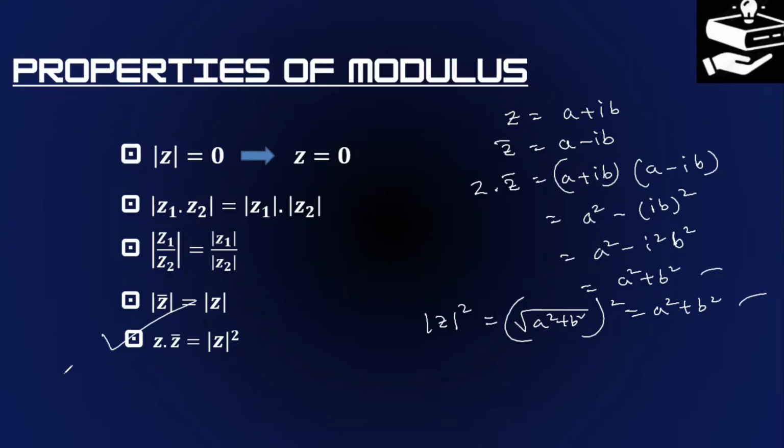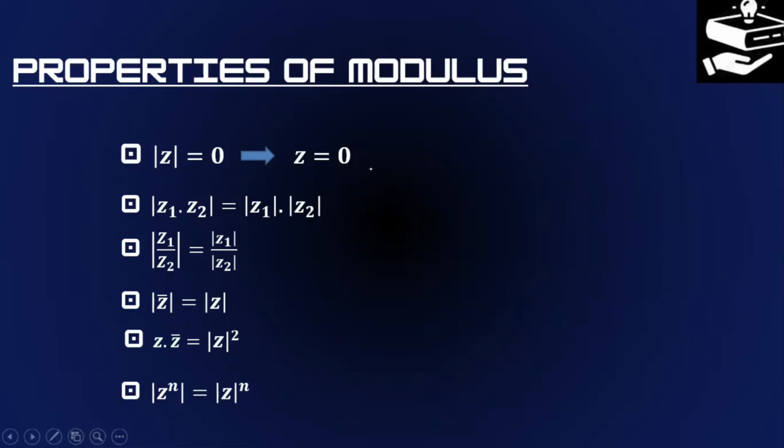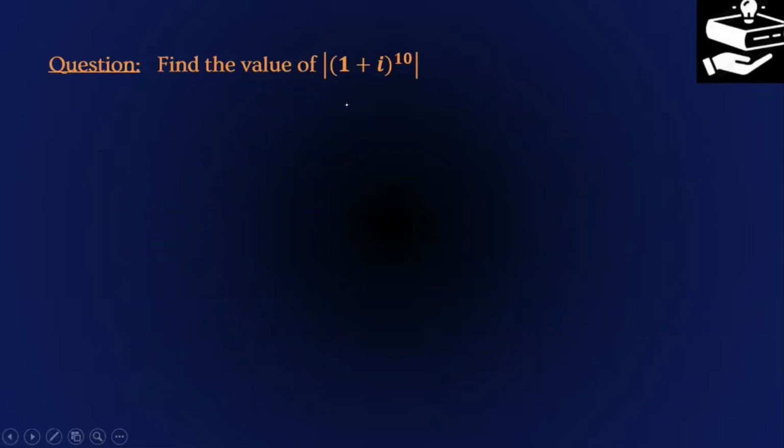Final property of today, and it is very much important: mod of z to the power n is equal to mod z whole to the power n. Clear? We will be applying this particular property in the next question. Let's see how. Find the value of mod of 1 plus i whole to the power 10.